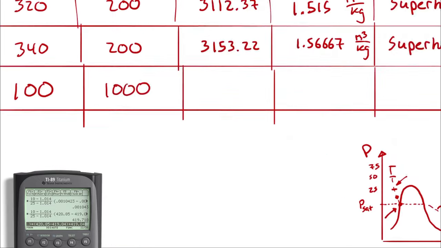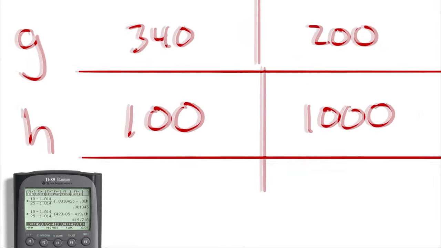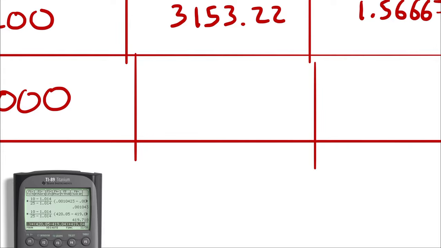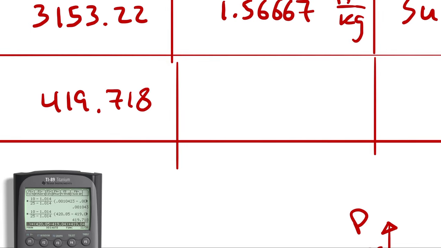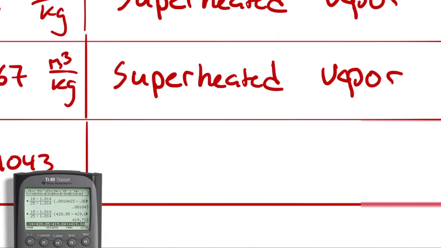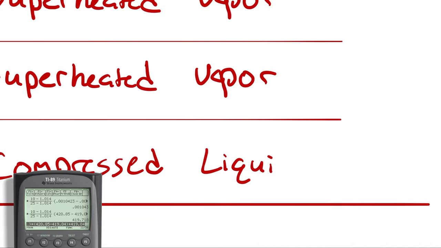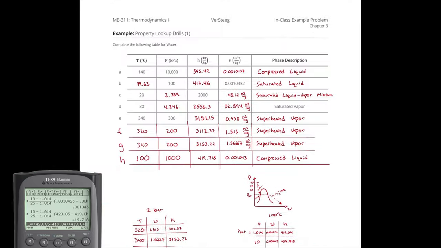That gives me enough to populate my specific volume and specific enthalpy for row F. What are we on, H now? Row H, excuse me. 419.718 and 0.0010043. And that was a compressed liquid. So that's probably the most difficult interpolation conceptually when you're going between the compressed liquid region and the saturated liquid properties.